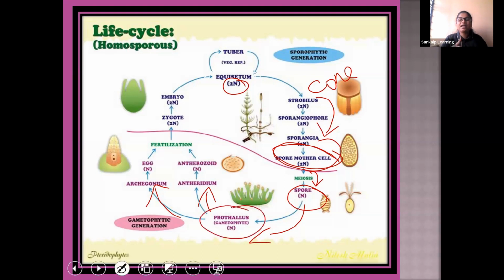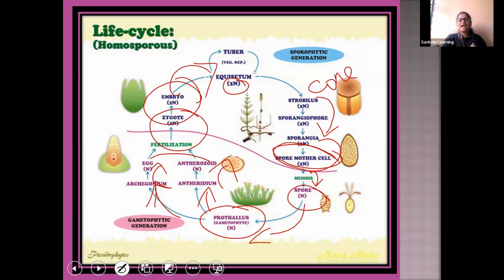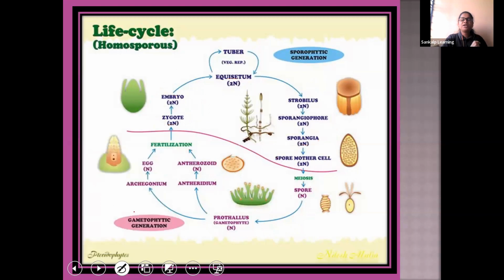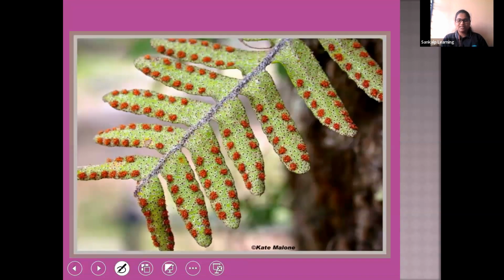Then the prothallus produces sex organs. The female sex part is called archegonium. The male sex part is called antheridium. Antheridium produces the male gamete, which is called antherozoid. Archegonium produces the egg. Fertilization happens, and zygote is formed. Embryo is formed, and from the embryo the plant is germinated again. This is sexual reproduction. In asexual reproduction, Equisetum develops tubers, tube-like structures. When they come in contact with the soil, they grow as Equisetum. This is an asexual vegetative reproduction method. See this, these are the sporangia you can see. Fine. So let us discuss some questions now.